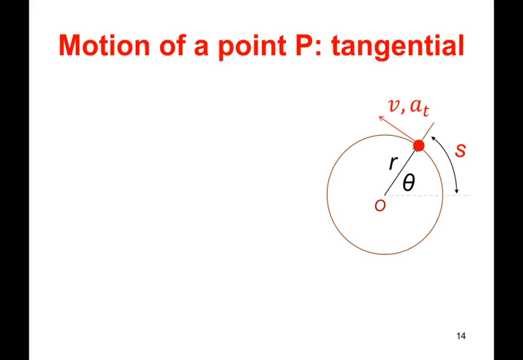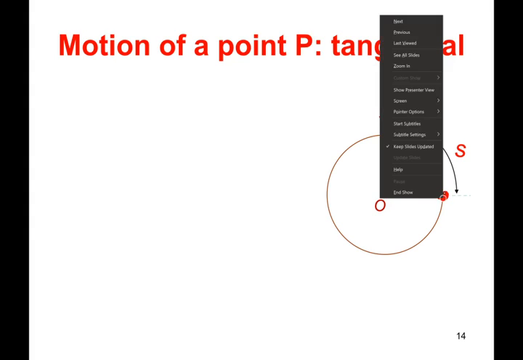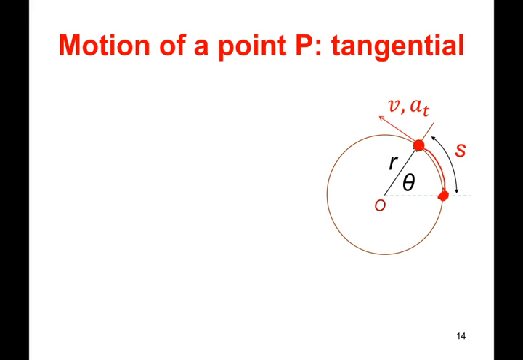But let's see if we can find a relationship between the linear analysis that we have had for a certain point P on this disk, because point P itself is moving along a curvilinear path. So we should be able to define a linear displacement, as well as a linear velocity, linear acceleration, and all of those things.